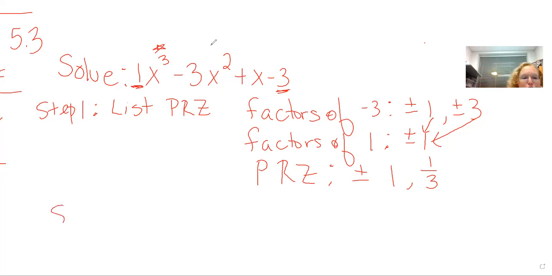Now, step 2, and I can't really show you this very well via Zoom, was to plug it into my calculator. So I'm just going to put calculator right here. If you'll give me just 1 second, I'm going to reach over here. I'm going to grab my calculator. I'm going to plug this equation in. So let's see, that's going to be x to the third minus 3x squared plus x minus 3.